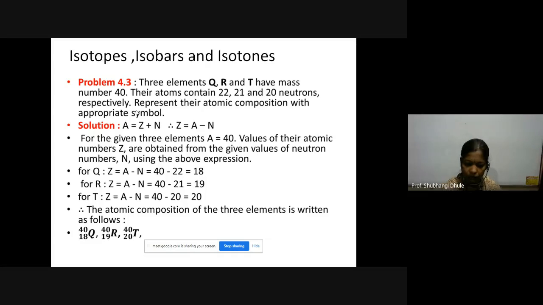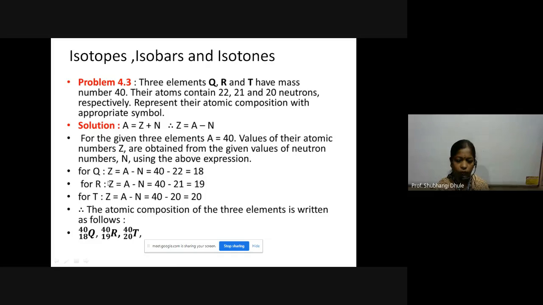So the solution here is, we know the formula A is equal to Z plus N, or Z is equal to A minus N, or N is equal to A minus Z. That is all correct. So for the given three elements, A is equal to 40. We know that the mass number is 40. Now we are going to calculate Z first, because N, the neutrons, is given and A is given. So I have to calculate the Z of each element Q, R, and T.